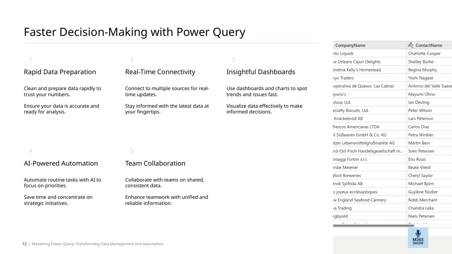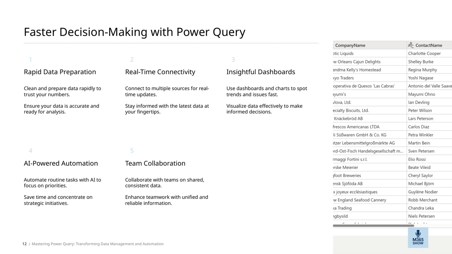Faster decision-making with Power Query is all about empowering you to work smarter, not harder. When you collaborate with your team on shared and consistent data, you create a reliable foundation for everyone to work from, which really enhances teamwork and streamlines the decision process. Automating routine tasks with AI is a game changer. It frees up your time so you can focus on strategic initiatives that truly add value.